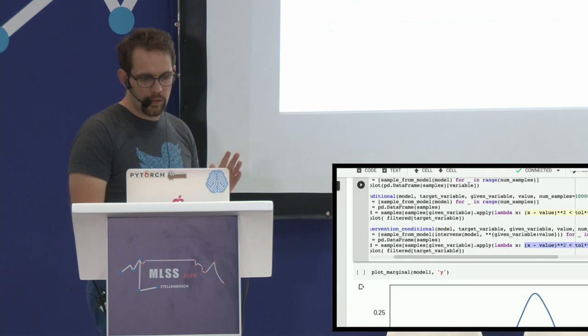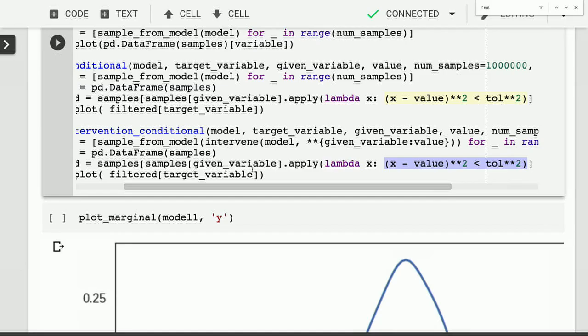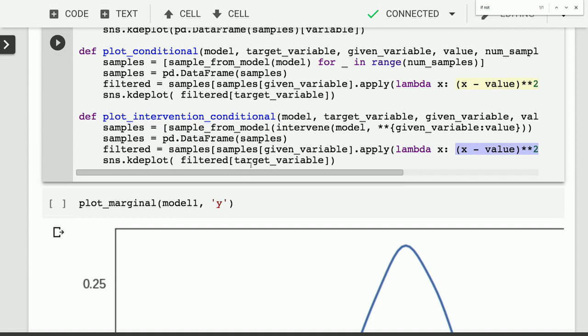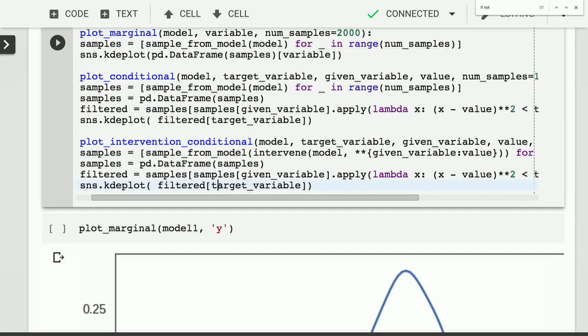Doesn't matter. Because these are continuous distributions, I can't find entries where the value of x is exactly the x I wanted. I find the entries where the value of x is close to the x I wanted. And then I simply plot the marginal distribution of those samples. So this is like a nearest neighbor type of thing.